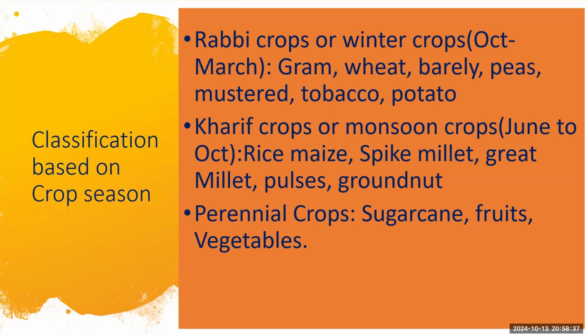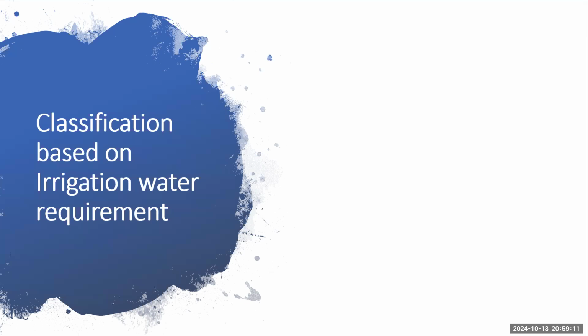Then the third classification of crop season is the perennial crops. Perennial crops are the crops which need continuous watering throughout the year. Examples are sugarcane, fruits, and vegetables, which can be grown in any season, either Rabi or Kharif season or maybe in summer season. So this is the classification based on the crop season. One more classification is the 8 months crop, where the duration of the crop period is 8 months. Cotton is the example.